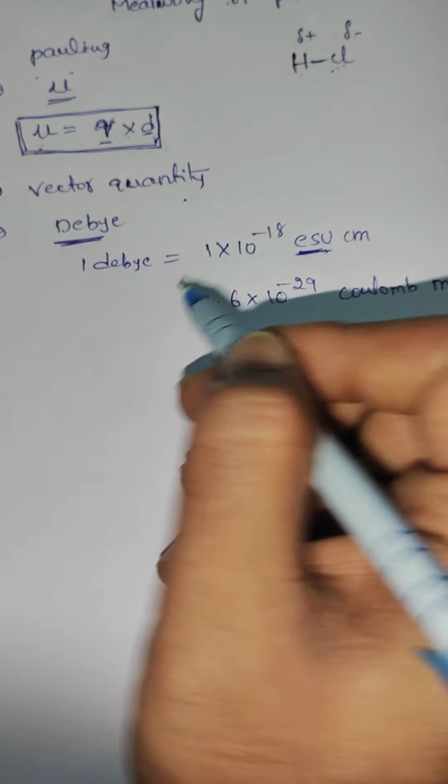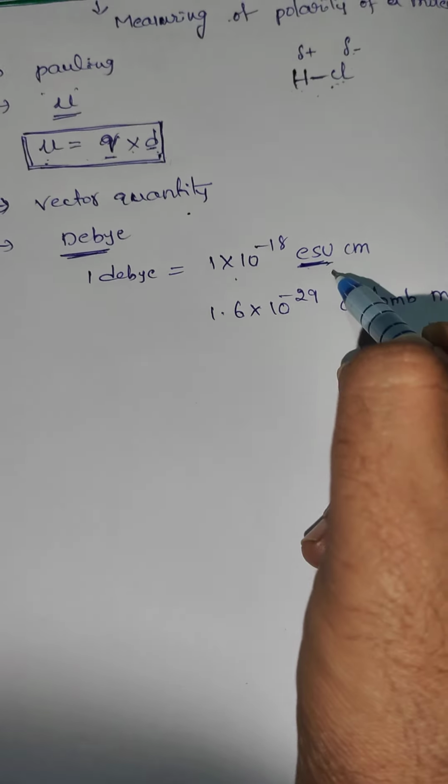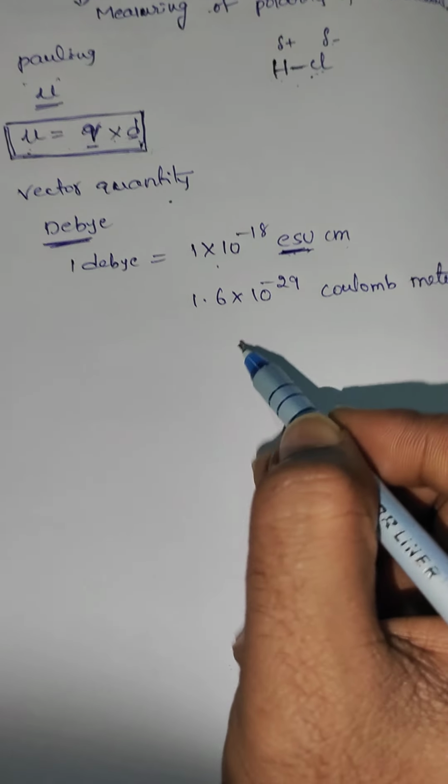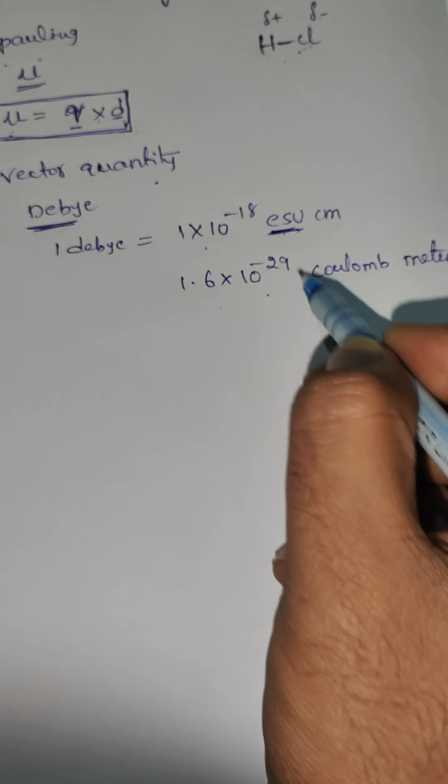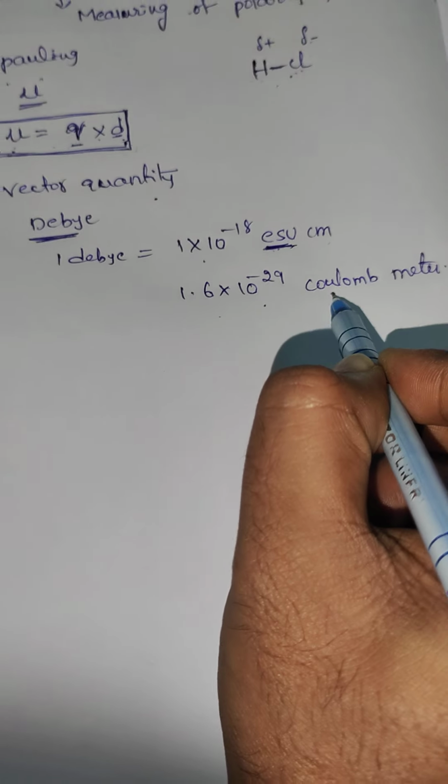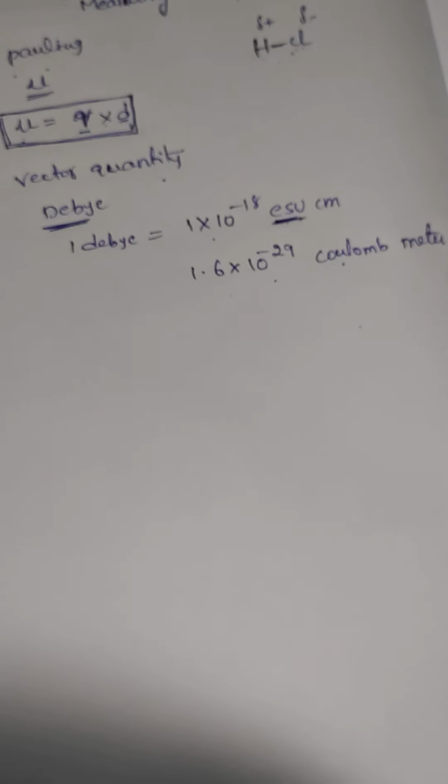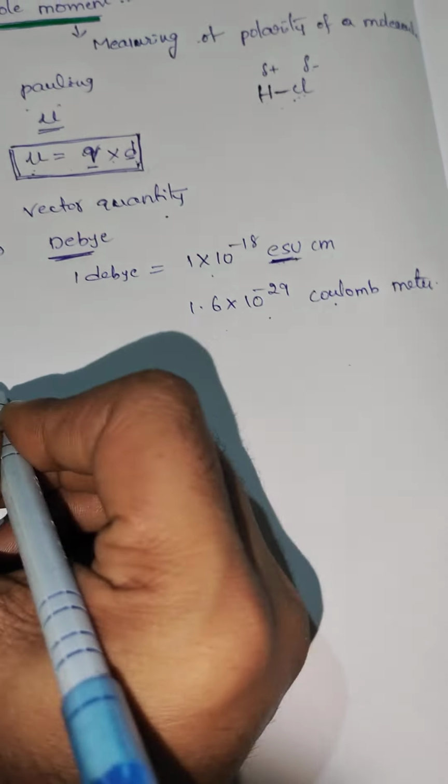What is the unit of dipole moment? It is the debye. 1 debye is equal to 1 into 10 to the power of minus 18 ESU centimeters, or 3.3 into 10 to the power of minus 30 coulomb meter. These are the units of dipole moment.